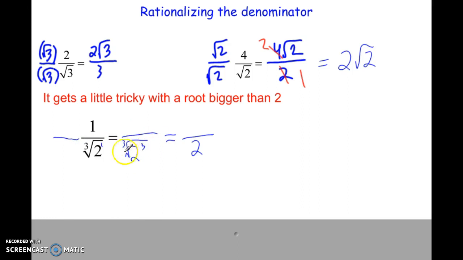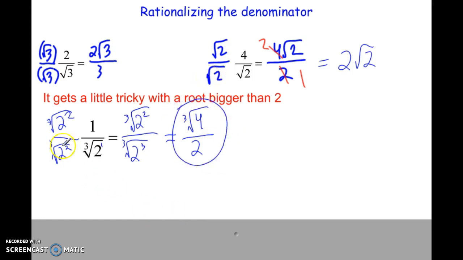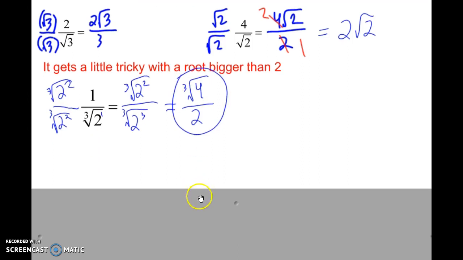We want a nice, perfect cube down there. We want 2 to the 3rd. I have 2 to the 1st, which means we're going to have to multiply top and bottom by the 3rd root of 2 squared. So we need 2 more 2's, top and bottom, in order to have 3 down there total, which will nicely simplify. So up top, we now have a cube root of 2 squared. Or if you prefer to write that as cube root of 4, that would be okay as well. And you got it. Simplify. Let's try another one here.